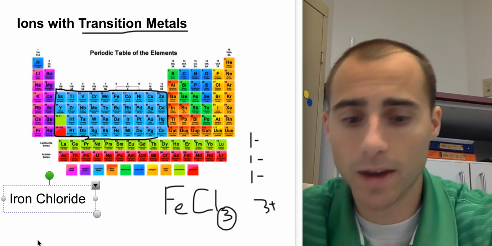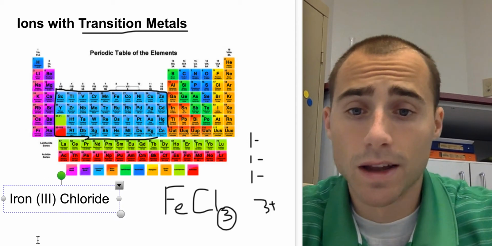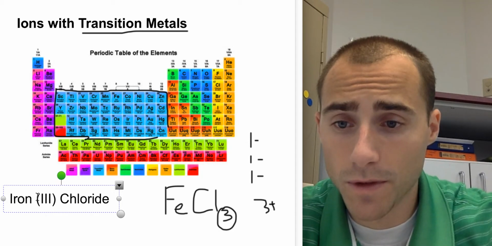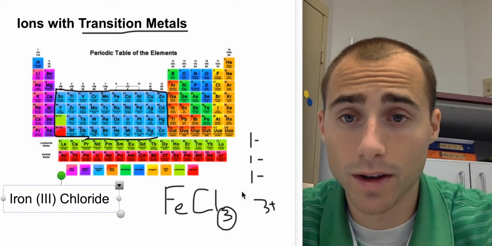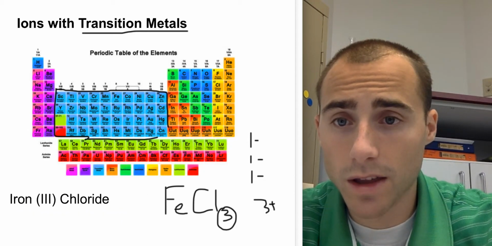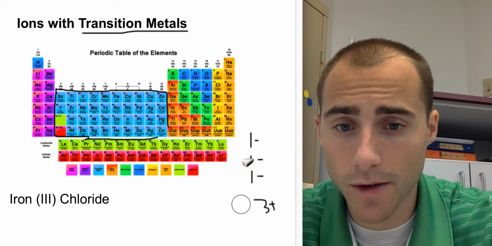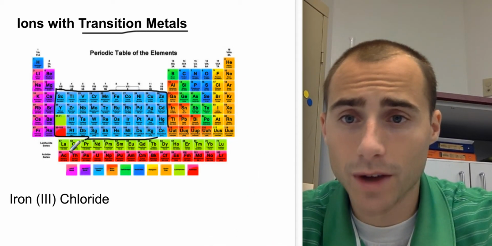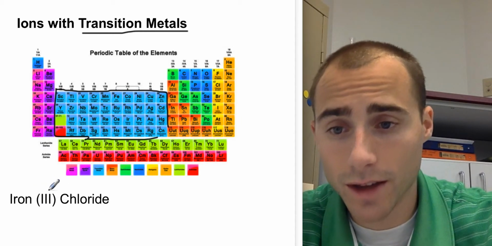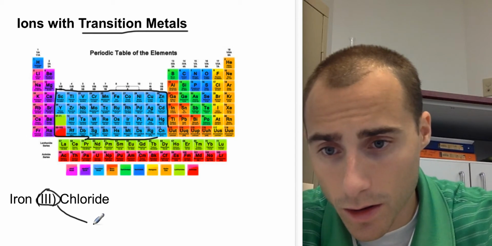3 plus to cancel out those 3 minuses, which means I'd go back here, edit my name, and it would be iron 1, 2, 3 chloride. This 3 comes from the fact that iron would have to have a 3 plus charge to cancel out these 3 chlorines. Now, say I just gave you iron 3 chloride right there. How would you figure out what to do? Well, this right here tells you the charge of the iron.